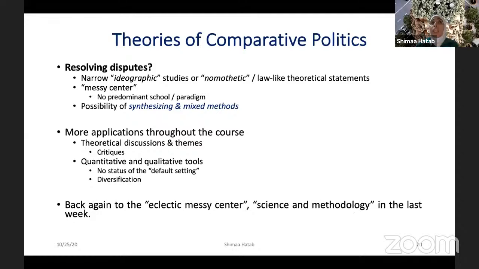And the main goal of the course is not to resolve these disputes between different theoretical schools and ontological and epistemological positions in political science or in comparative politics, but just to be aware of the existence of these schools and the main flaws, drawbacks and critiques of every single school. And then you can come up with this kind of possibility of synthesizing between different traditions, and you will see how the majority of political scientists are actually open to different methodological tools. They are not limited to particular quantitative or qualitative methods.